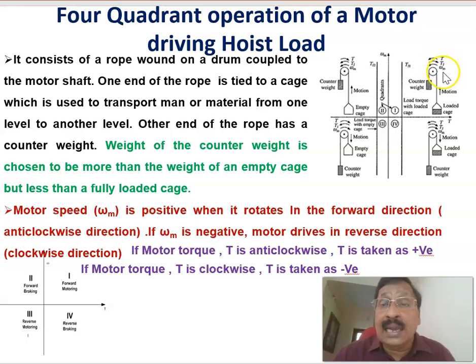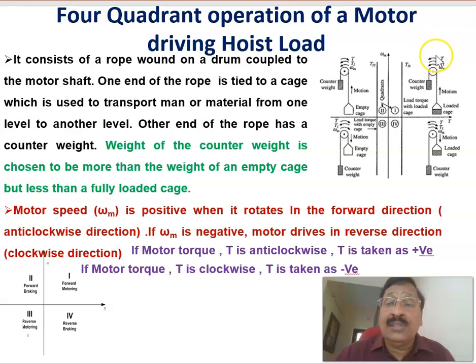When it is rotating in the anti-clockwise direction, omega m is taken as positive. And if omega m is negative, the motor drives in the reverse direction, the clockwise direction. That is, if omega m is negative, it is clockwise, and if it is positive, it is anti-clockwise. Similarly, the torque, that is the rotational force, is called the torque.